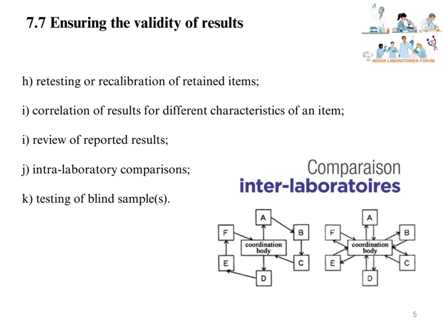Correlation of results for different characteristics of an item. As per this requirement, the laboratory has to establish a connection between various parameters of the same sample. For example, the hardness of drinking water increases when the concentration of calcium ions and magnesium ions increases in the water.